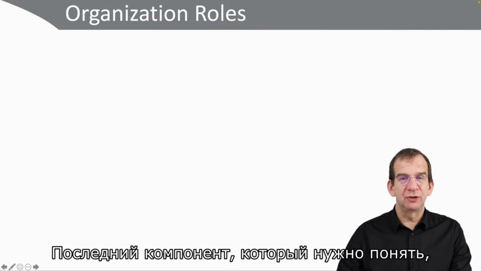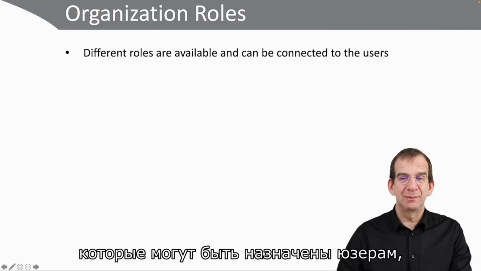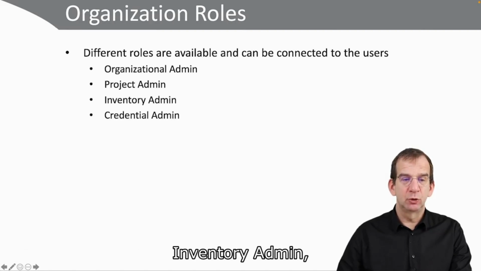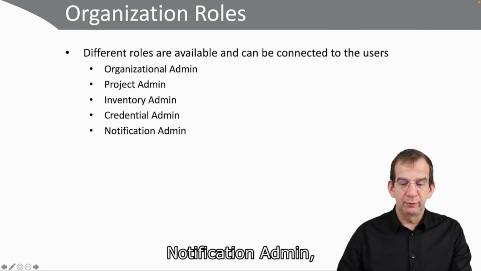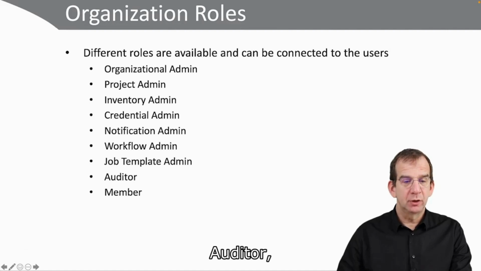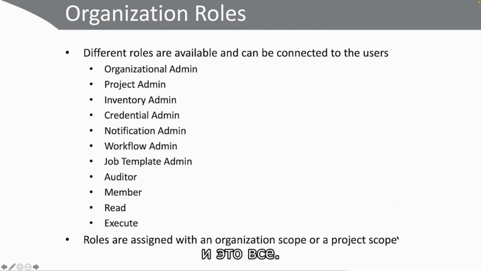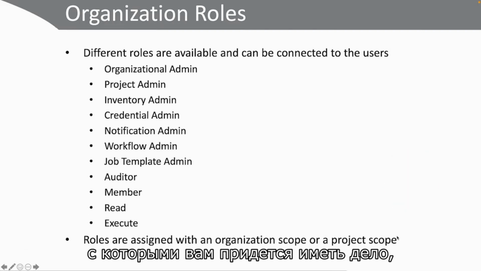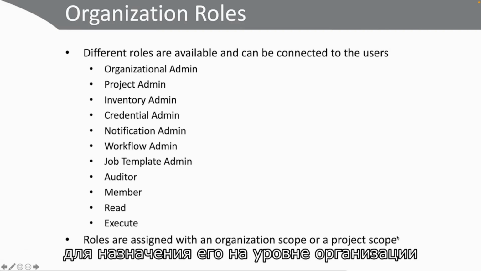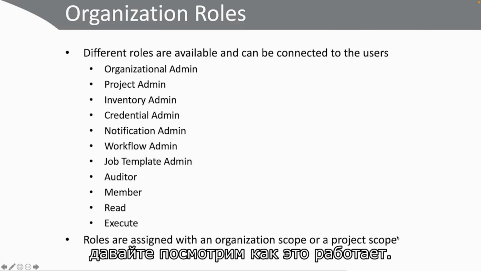The last component to understand to bring it all together is the organization role. So different roles are available and can be connected to the user. These are organization admin, the project admin, the inventory admin, the credential admin, the notification admin, the workflow admin, the job template admin, the auditor, as well as the member. And then there is read and execute, and that's it. Now, these are the roles that you need to deal with. And you can choose either one of them to assign it to an organizational scope or a project scope. Now, with all this information, let's go check out how this is working.